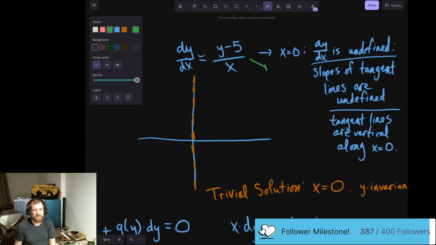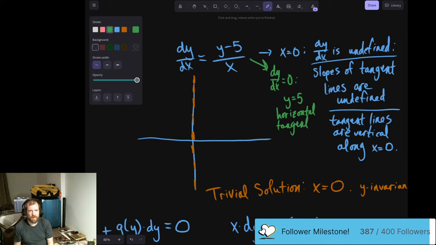Some other pieces that we're going to look at here, some other stuff we like is, for instance, when does dy dx equal 0? Right? That is when the numerator is equal to 0, so y equals 5, or y minus 5 equals 0. So this is saying that we have horizontal tangents along y equals 5.